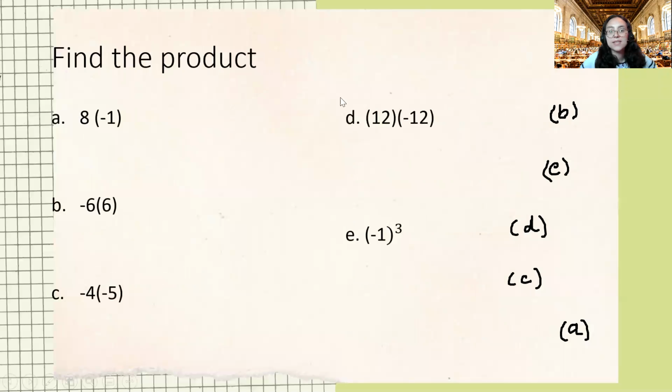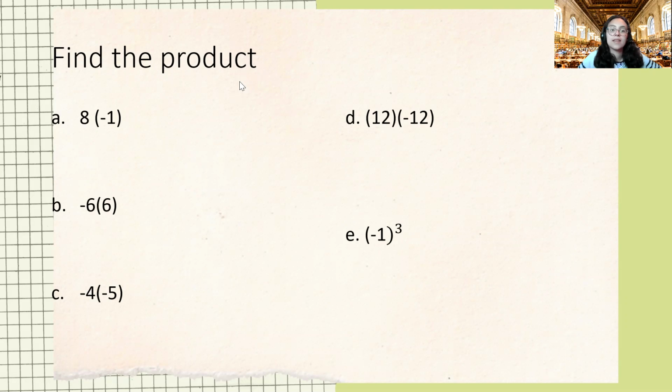And here we're asked to find the products. So if you remember, we talked about the signs of products. When we multiply numbers together, our product has a sign. It's either going to be positive or it's going to be negative. So if you remember, if we multiply two positive numbers together, we're going to get a positive answer. If we multiply two negative numbers together, we're going to get a positive answer. And if we multiply either a negative times a positive or a positive times a negative, remember our commutative property, then our answer will be negative, okay?